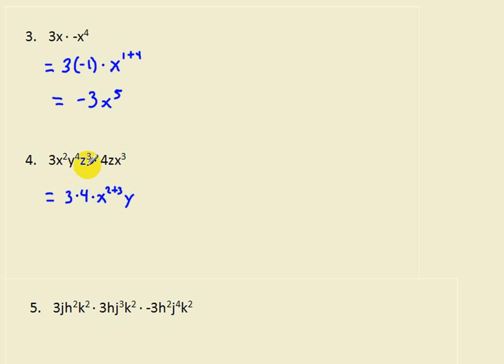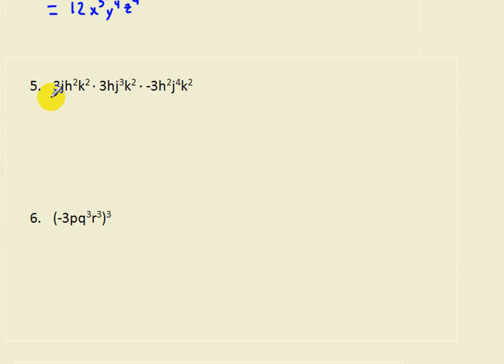And then we look at y, which only shows up in the first term, so it's still going to be y to the fourth. And then we have z, which shows up 3 times in the first term and 1 more time in the second. So z to the 3 plus 1 power. And this will give us 3 times 4 is 12, x to the fifth, y to the fourth, z to the fourth. So now it's all one nice compact term.